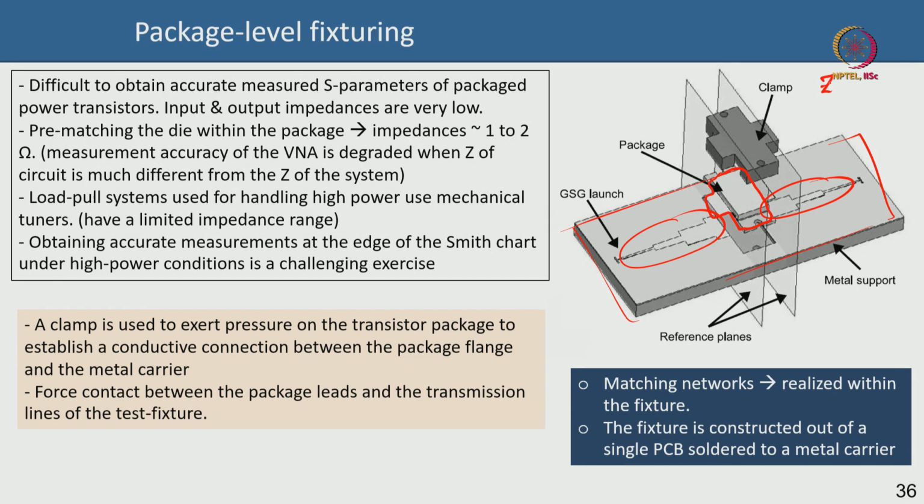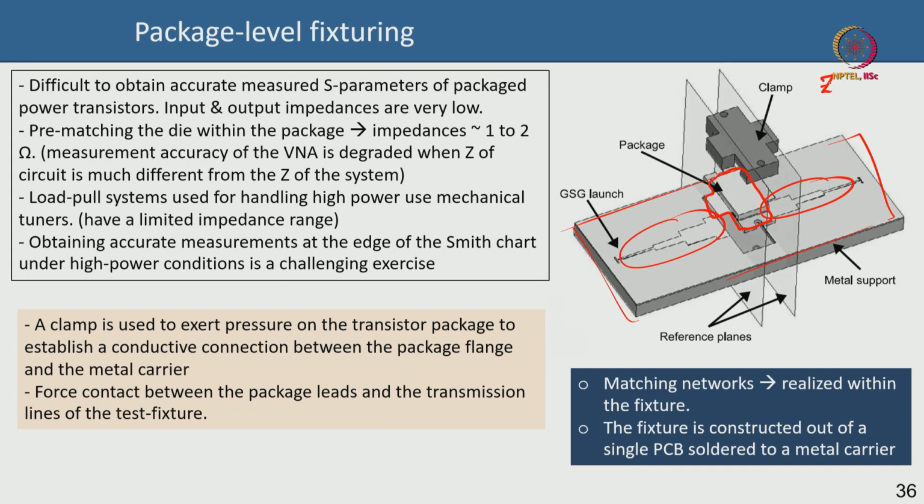When you say very, very low, it could be say 1 ohm, 2 ohm. Then it is almost at the edge of the Smith chart, and impedance matching becomes very difficult. Because everything else is 50 ohm in a way, you want to bring this 1 to 2 ohm to a level of 50 ohm.